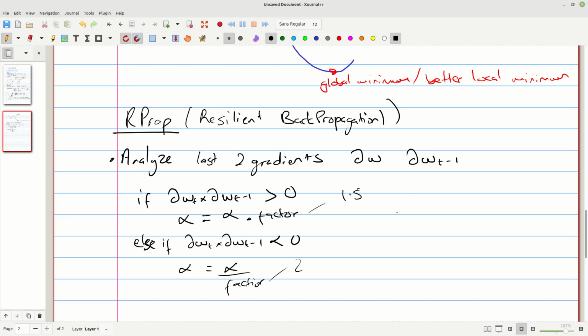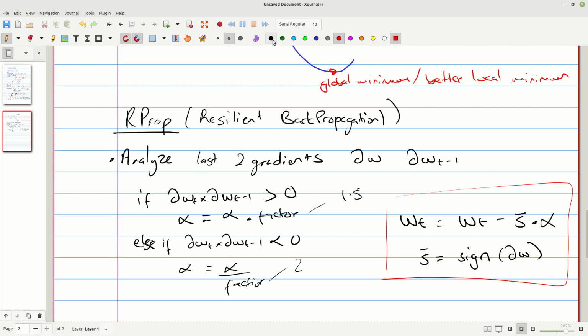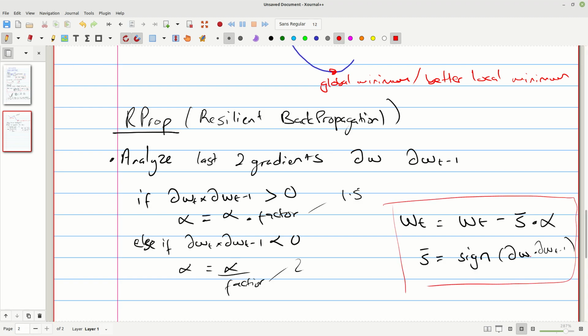And we update by saying wt is equal to wt minus s bar times alpha, where s bar is equal to the sign of dw. So the sign meaning whether it's negative or positive, right? Times dwt minus 1, whatever, in this case. So if it's dwt.